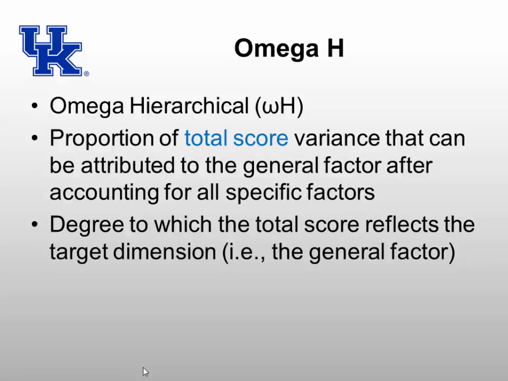Omega hierarchical, it's the proportion of total score variance that can be attributed to the general factor after accounting for all specific factors. So it's the degree to which the total score reflects the target dimension, the general factor. We want a total score, in the case of the ISMI-29, to be a measure of overall internalized stigma of mental illness. We want that score to map onto that general factor real nice. If it doesn't, it's a useless score.